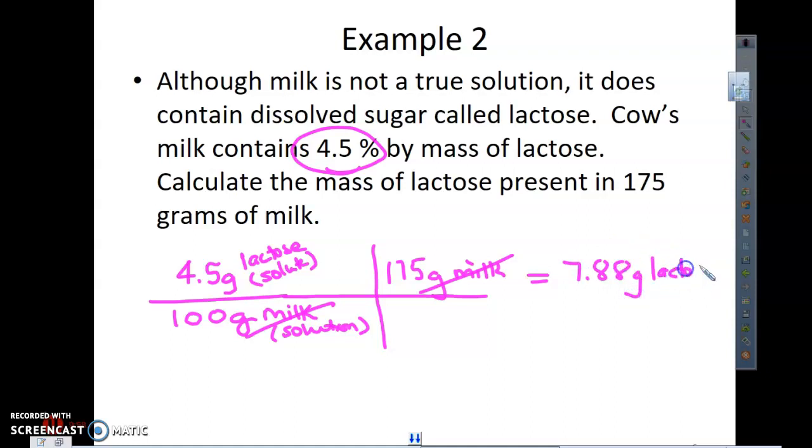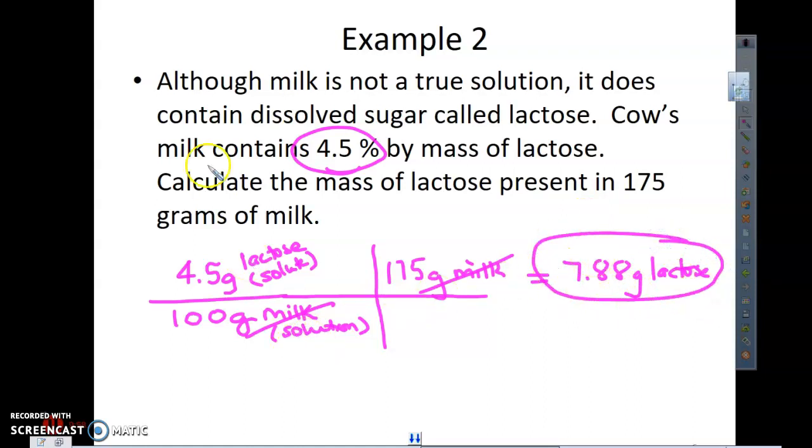And if you want to set it up as a ratio or however you want to set it up is fine. I'm just saying, look, if I have 100 grams, I'm going to consume 4.5 grams of lactose. If I have 175 grams, which is more than 100, I'm going to consume 7.88 grams. Okay, and so that's how you want to look at that.